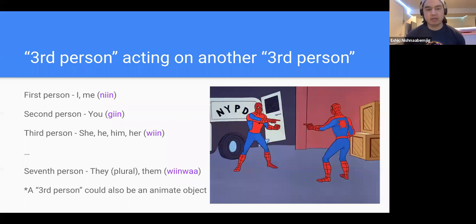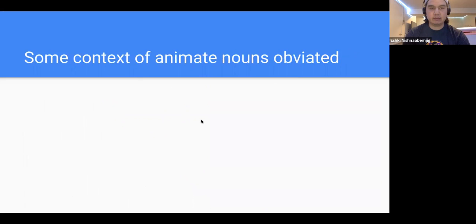A third person could also be an animate object. For example, a kick a pot is considered animate. We'll go through the context of some animate nouns that are obviated.